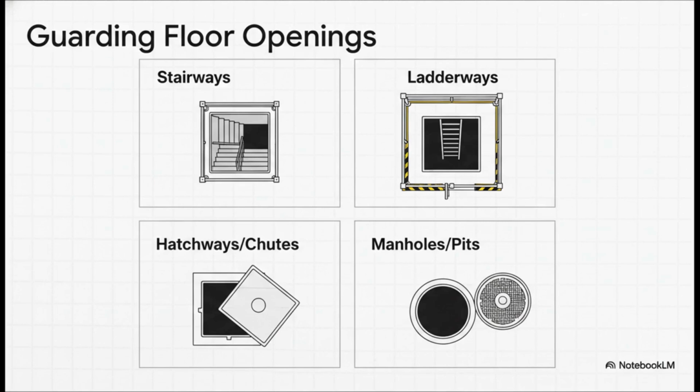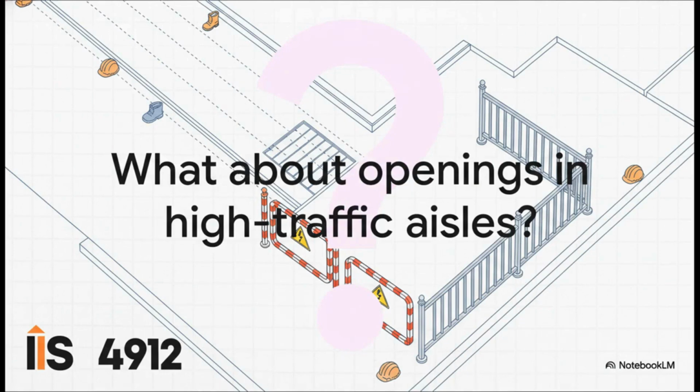Makes sense. For a ladderway, though, the risk of kicking a tool down is higher, so you need the railing plus a toe board. For things like hatchways or manholes that get used a lot, you can either have a super strong cover, or if it's open for work, it has to be completely surrounded by removable railings. The theme here is pretty clear. No unguarded openings, ever.